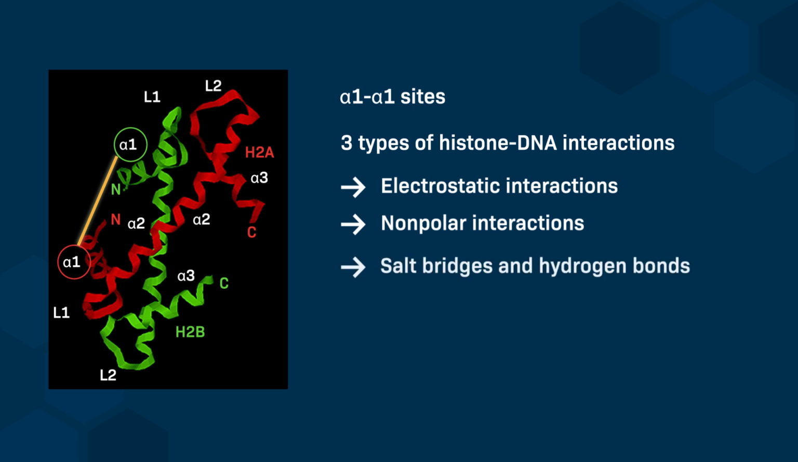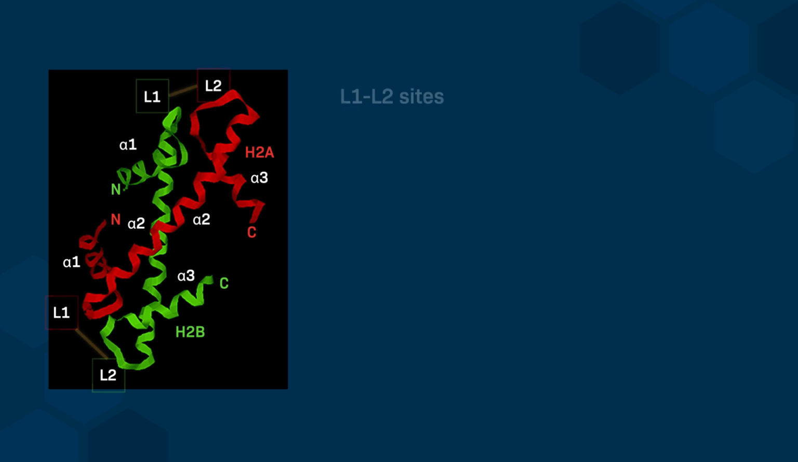These form salt bridges and hydrogen bonds with phosphate groups in the DNA major groove. This applies to the alpha-1 helix of histones H2A, H4, and H2B. The L1, L2 sites include the two loops at the N-terminal of the alpha-2 helix. In each dimer, you have two L1, L2 sites.